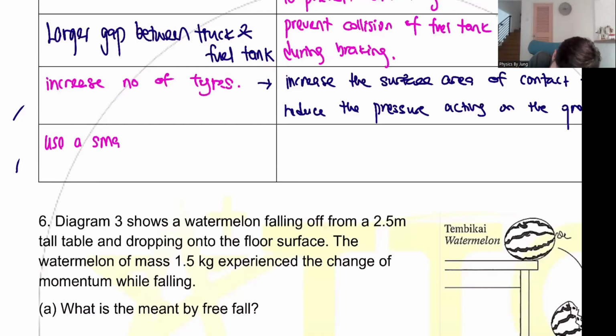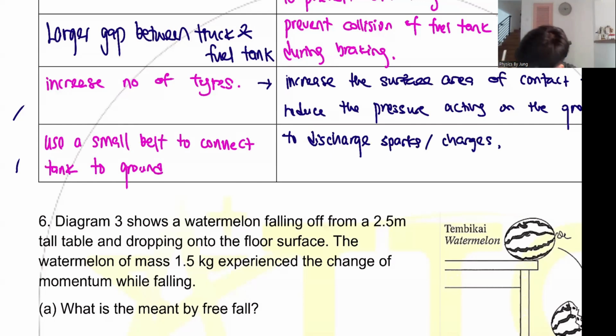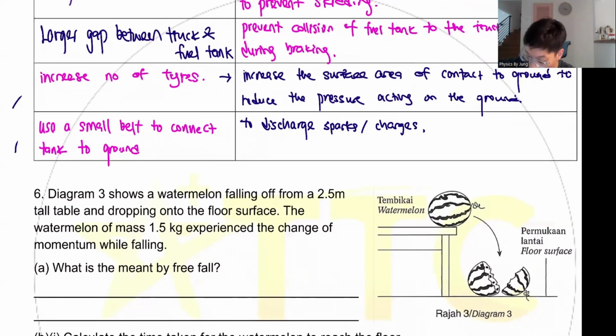Okay. The purpose of this is we will use a small belt to connect the tank to the ground. Okay, why? The aim is to discharge sparks. If you don't say sparks, you can also say to discharge charges.